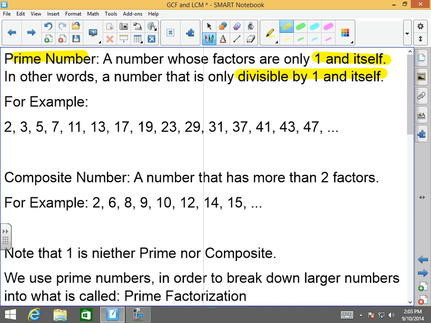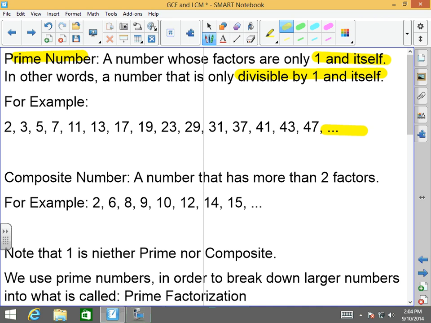3, 5, 7, 11, 13, 17, 19, 23, 29, 31, 37, 41, 43, 47. These dots mean etc., etc. Keep going on forever. So prime numbers are numbers that are only divisible by 1 and itself.